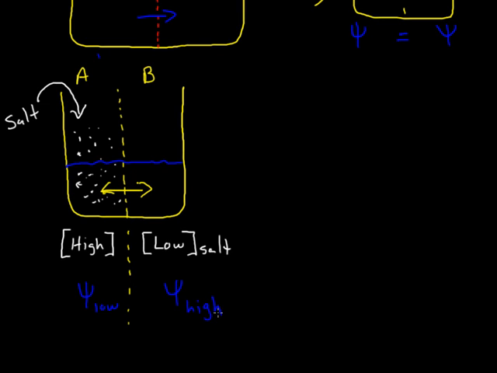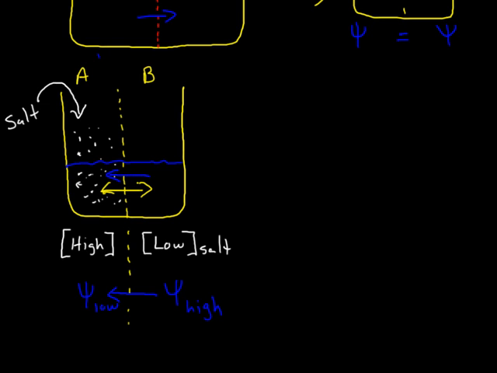However, on side B, we've got pure water still. And so we have high potential over here, low potential over here. And so we've got two gradients. Now, water wants to move from high to low, okay? And it can indeed move through the membrane. And so that's what it's going to do. The water is going to move from side A to side B.